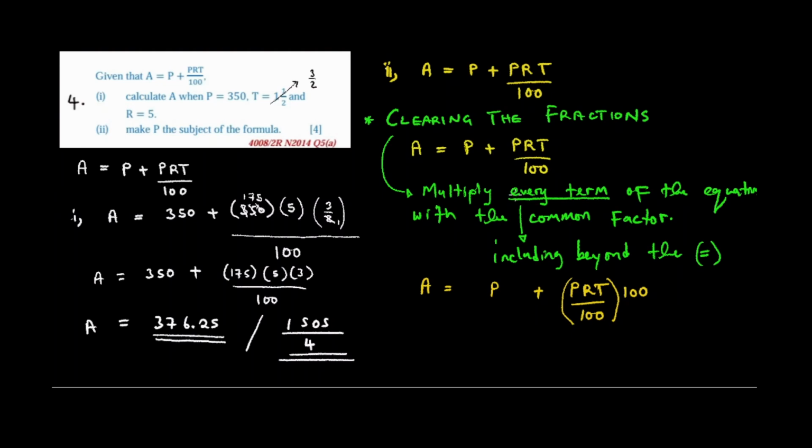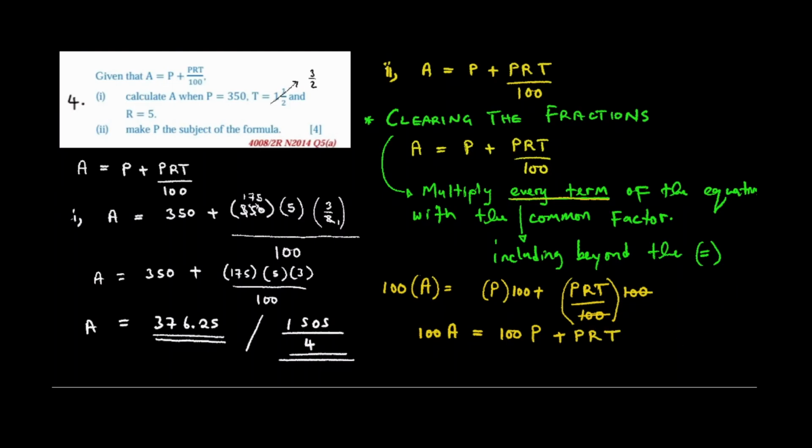But since we want to multiply every term, it means this P must also be multiplied by 100. A too, because even beyond the equal sign, A you multiply by 100. So everything is multiplied by 100. The reason we chose 100 is that we want to cancel here. But we multiply this term by 100, that term by 100. So we end up with 100A is equal to 100P, then we write plus PRT.